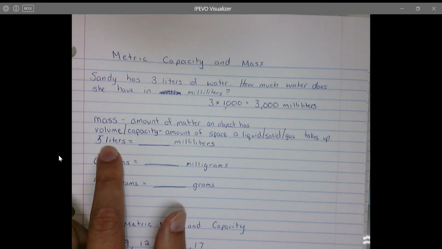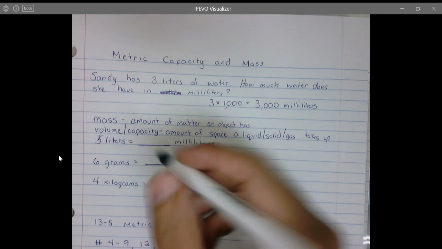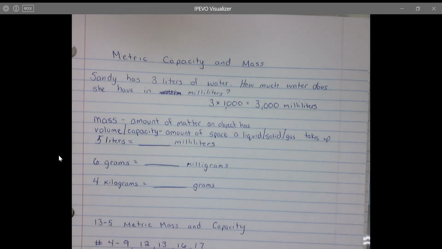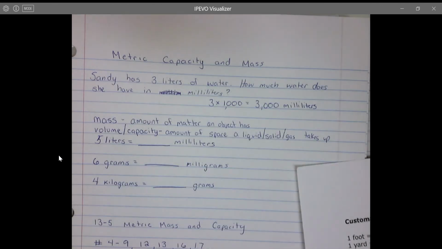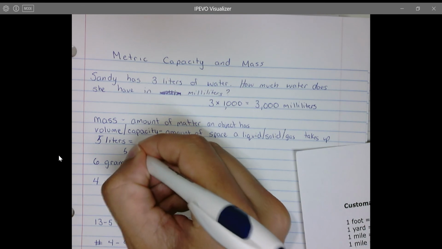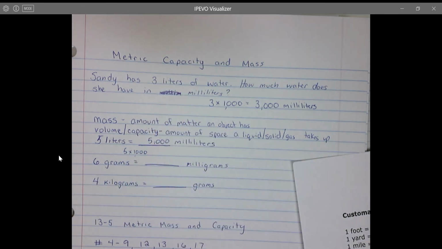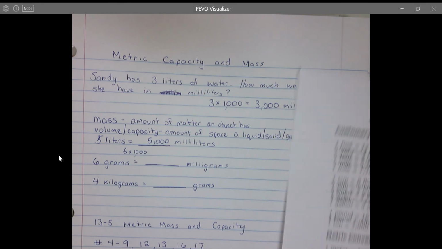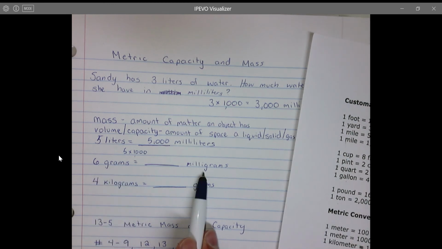So moving on, we have 5 liters equals how many milliliters? Well, we said that there are 1,000 milliliters in 1 liter. So that would be 5 multiplied by 1,000, or 5,000. You notice how we're still multiplying by 100 or 10 or 1,000. All these are called powers of 10. Now I have mass, because this is going to be in grams. 6 grams is how many milligrams?